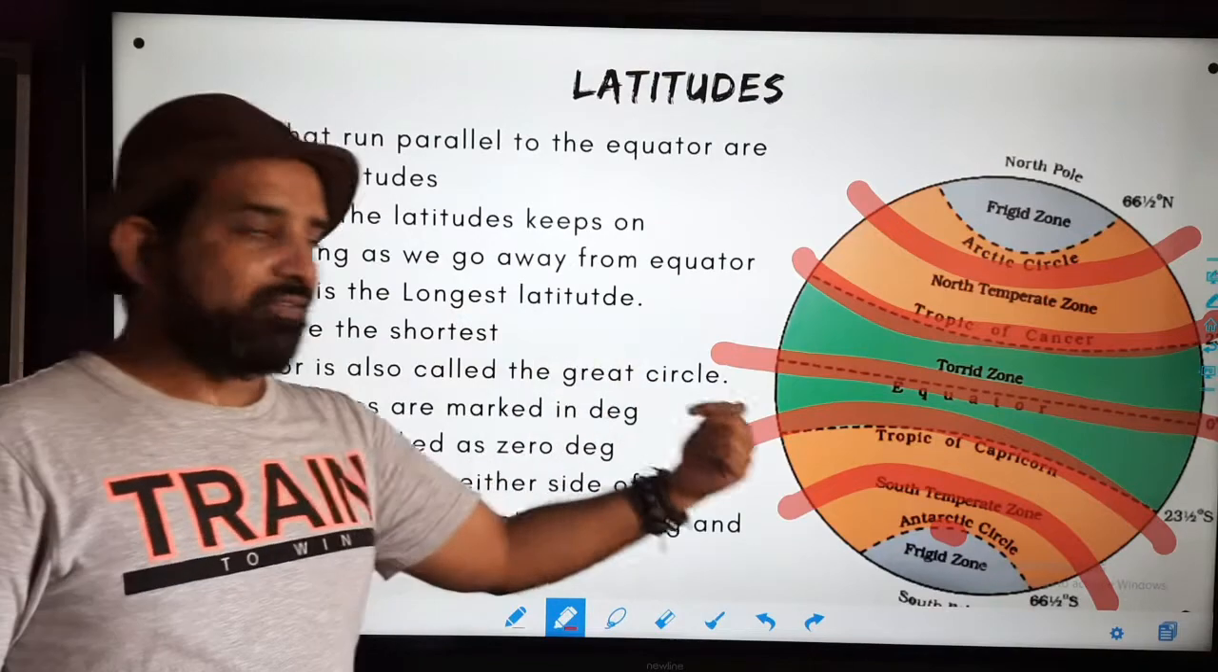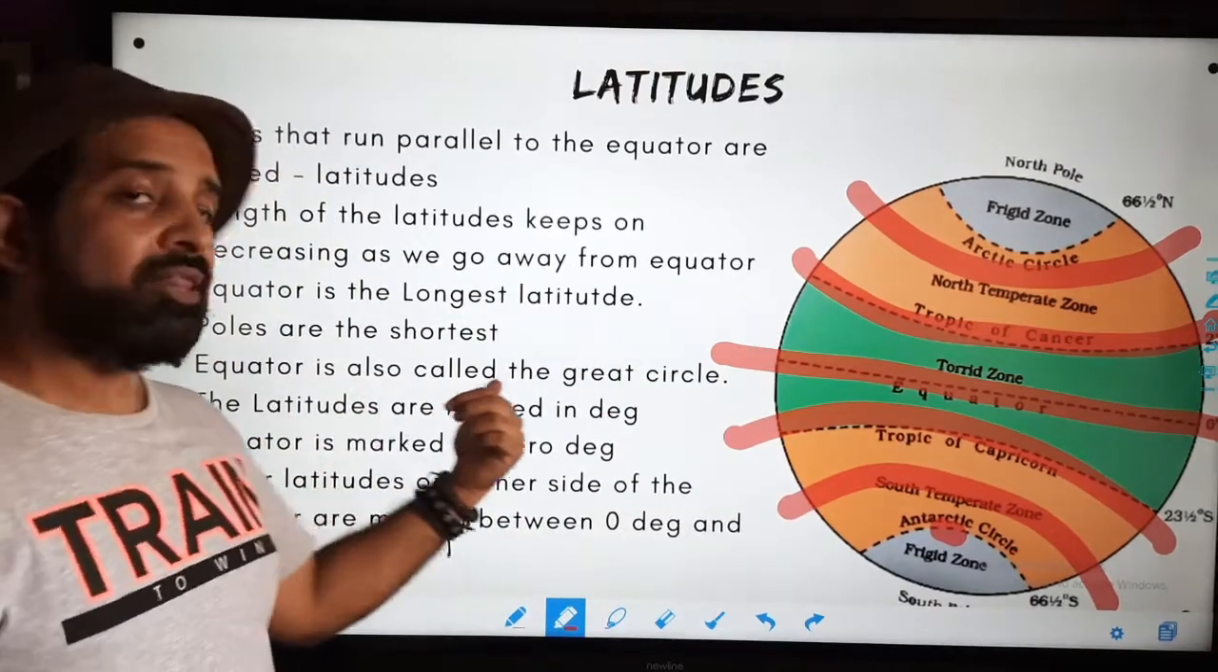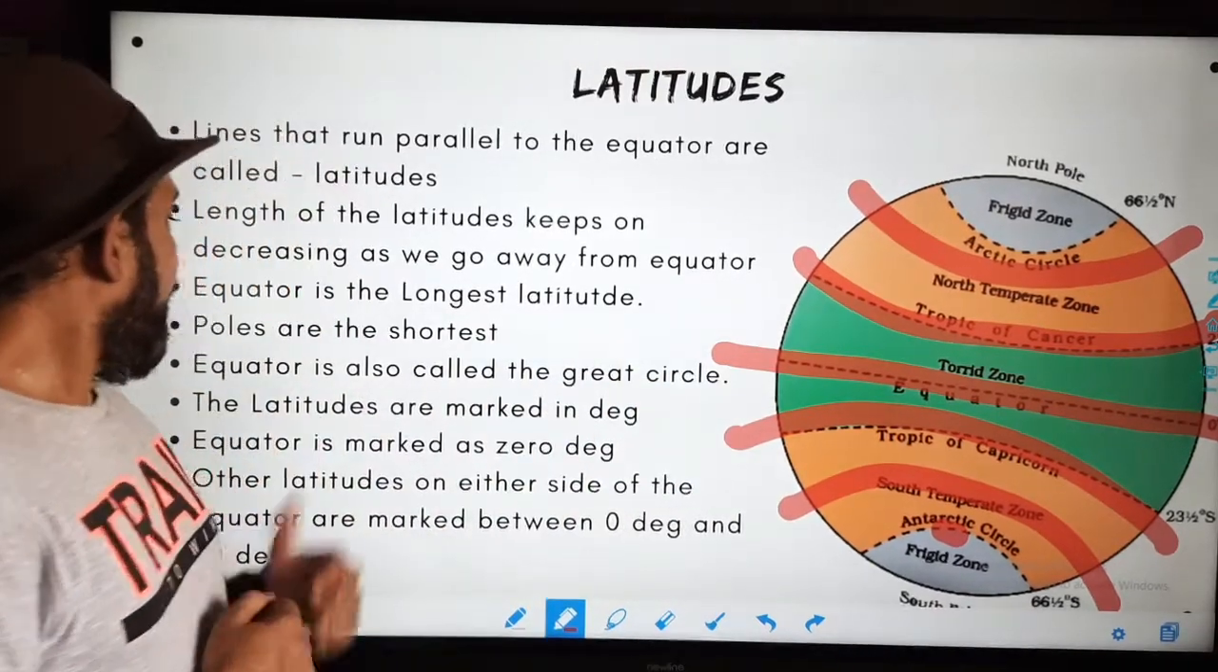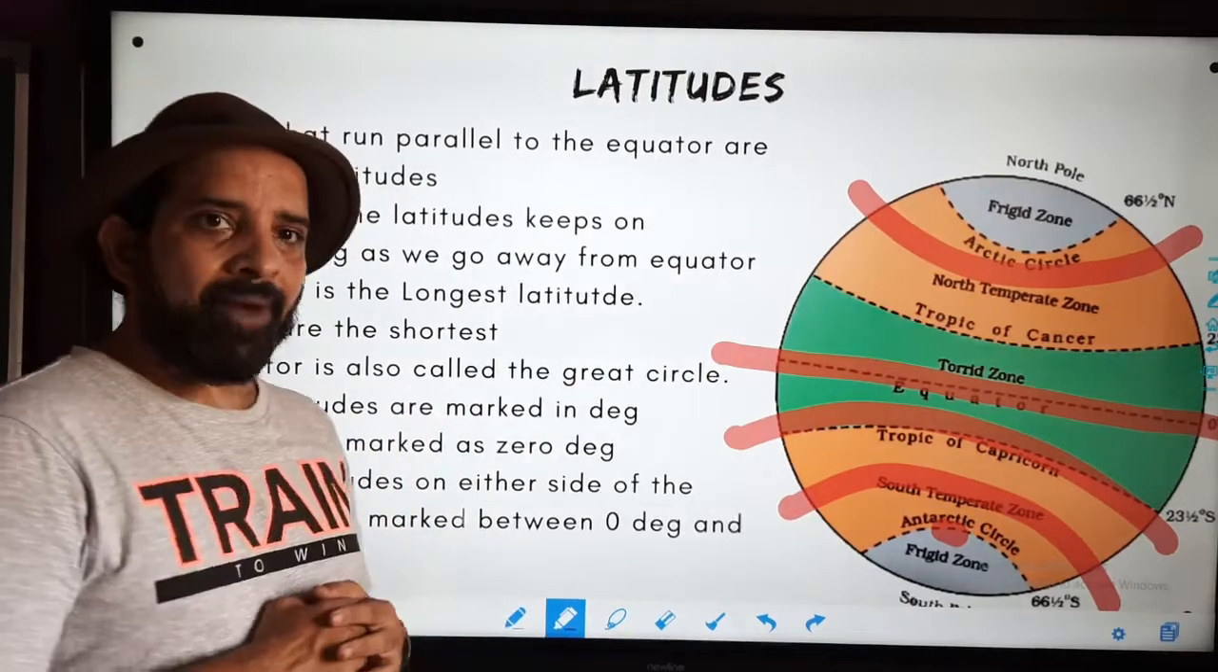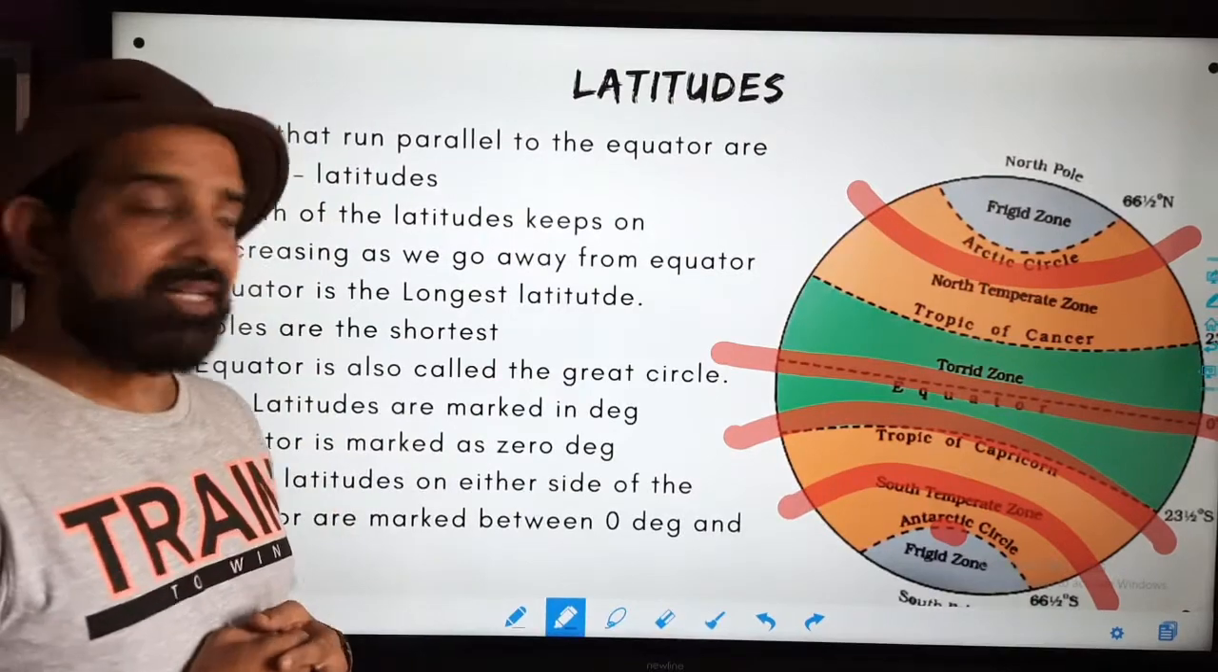The equator is the longest latitude. It is also called the Great Circle. The latitudes are marked in degrees. So how are the latitudes marked in degrees? The equator is marked as 0 degree.